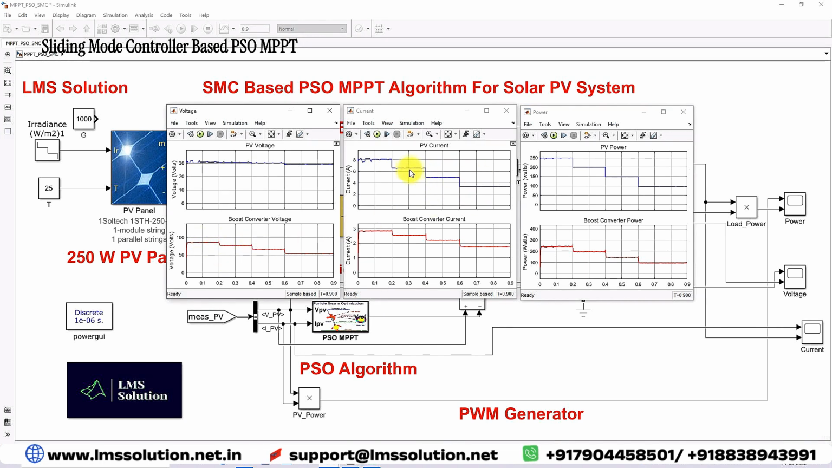And also you can see the PV current. This is the PV current for the different irradiation for 1000, 800, 600 and 400. This is the boost converter current for the 1000, 800, 600, 400 watts per meter square. So here you can see the PV power for 1000 is around 250 watts, for 800 is around 199, for 600 is around 149, and for 400 is around 98.